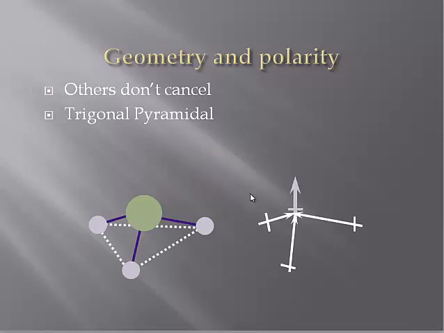Now look at something like this. Here's another one, a trigonal pyramidal shape. Imagine ammonia, because that's probably the easiest example here. I've got nitrogen with its lone pair of electrons. I've got some hydrogens here. And you can see how these are all pulling in equal and opposite directions, but I've got this area here where there's more negative, and so this is a polar molecule.